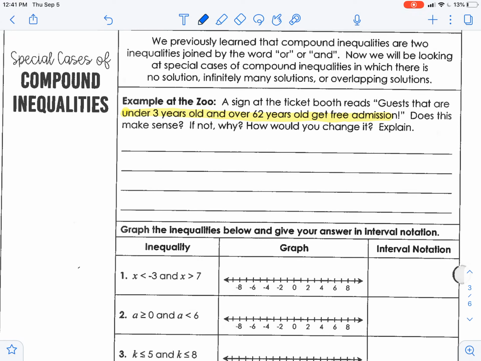Well, again, it's just very, very important, the difference in the wording. And so if I change and I put the word or there, and I say guests that are under 3 years old or over 62 years old get free admission, that makes sense. Okay? So again, the words and, or are very, very important.